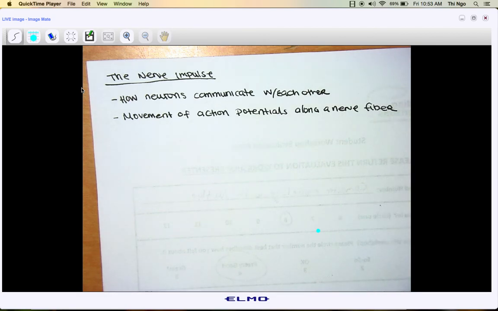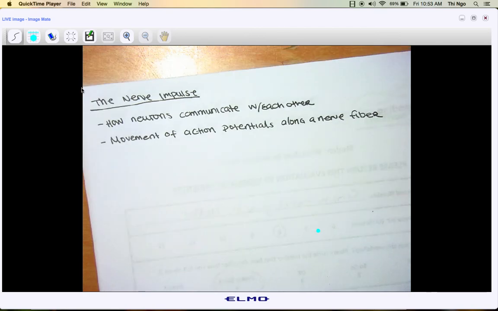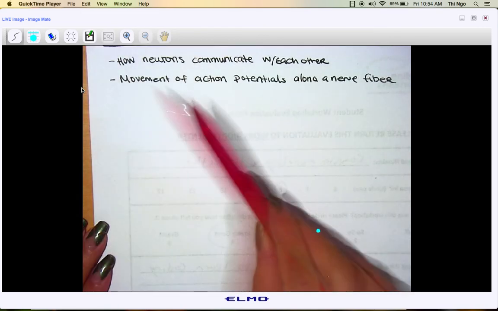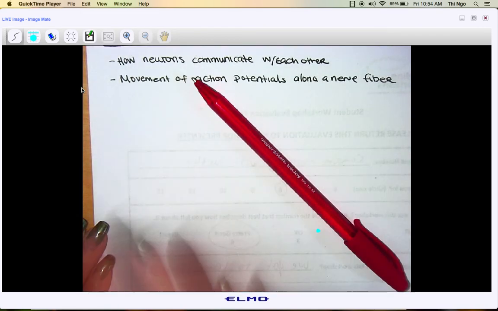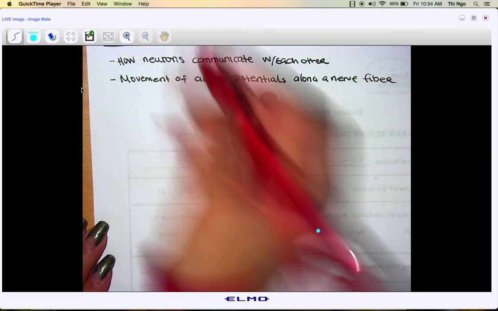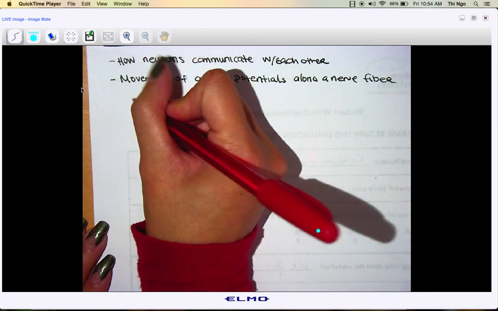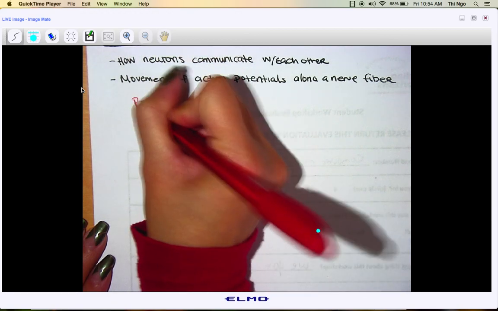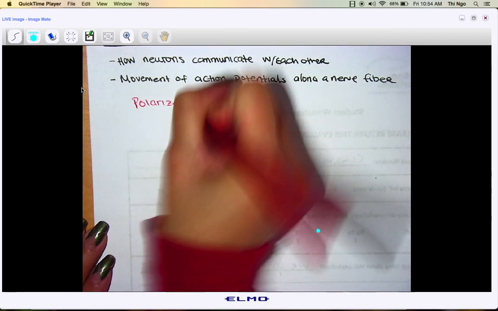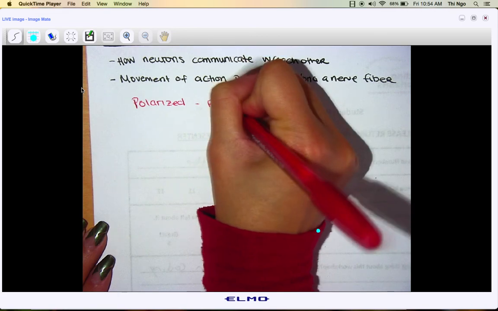So we're going to start off by drawing a neuron in a state known as the resting state. I'm going to use a red pen just to label what phase we're in right now. So when you have a neuron that's resting, this is also known as the polarized state, aka the resting state.